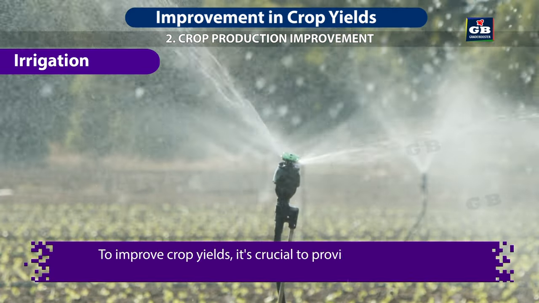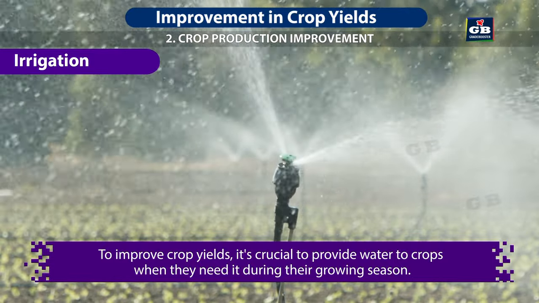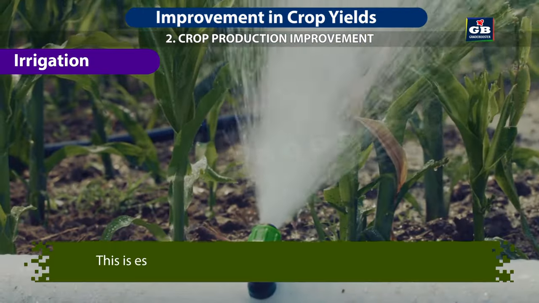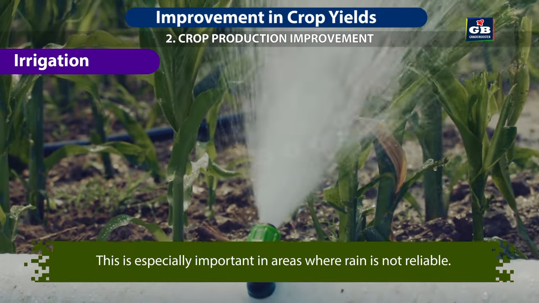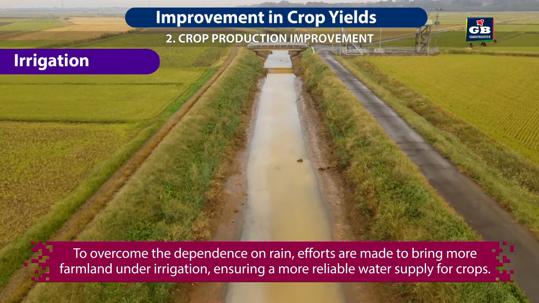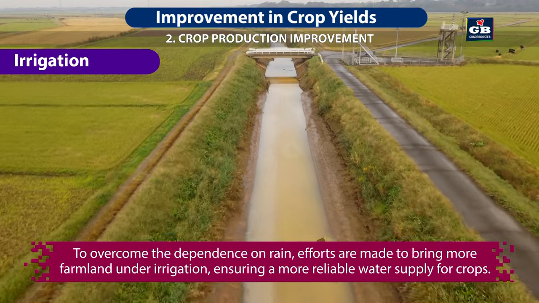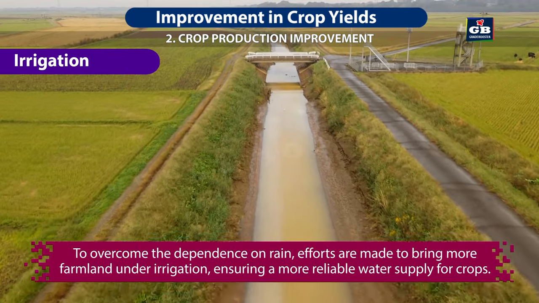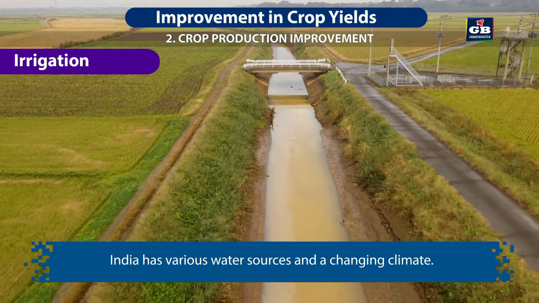To improve crop yields, it is crucial to provide water to crops when they need it during their growing season. This is especially important in areas where rain is not reliable. To overcome the dependence on rain, efforts are made to bring more farmland under irrigation, ensuring a more reliable water supply for crops. India has various water sources and a changing climate.